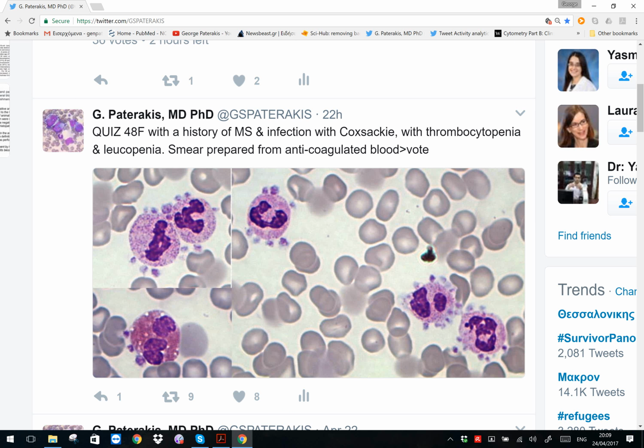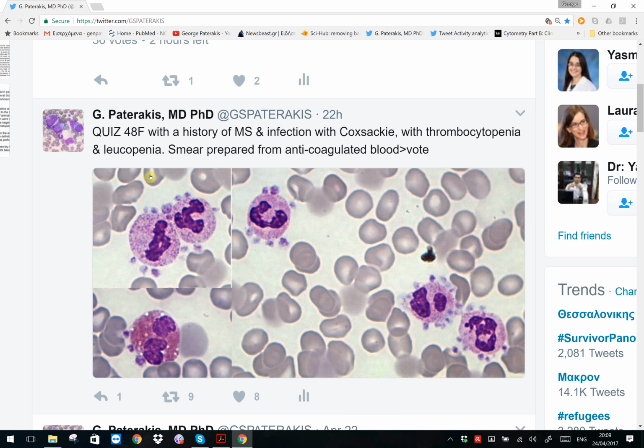This woman had an infection, and the infection was attributed to Coxsackie. So thrombocytopenia and leukopenia were correlated with the infection. But is this true? Here we can see a smear prepared from decoagulated blood, and there is evident adherence of platelets to neutrophils and some eosinophils here.